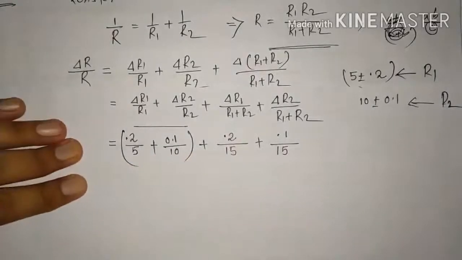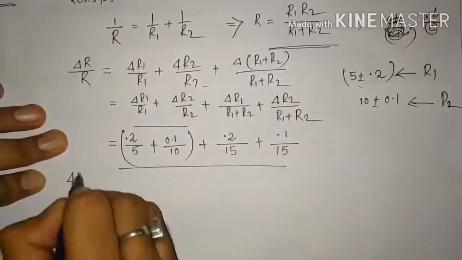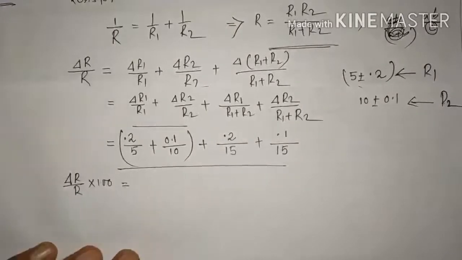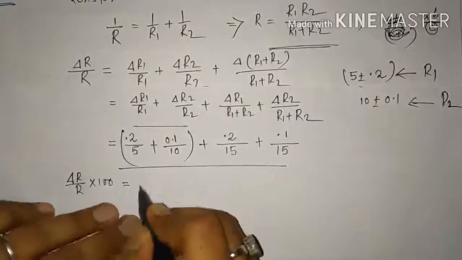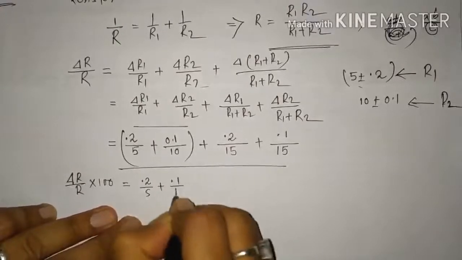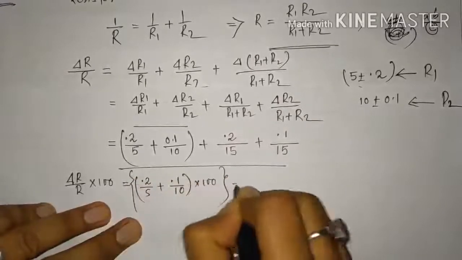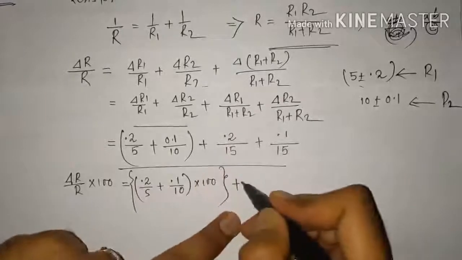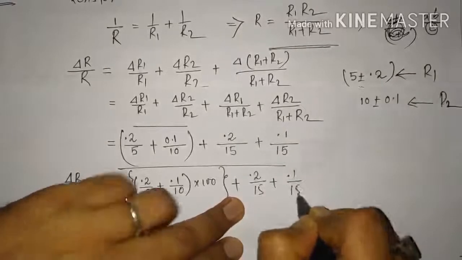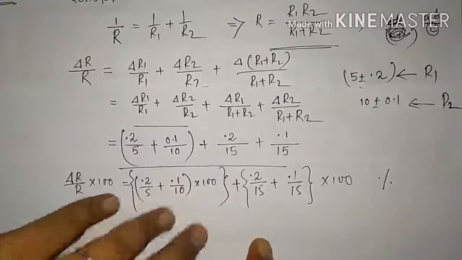Now the question asks about percentage error in the equivalent resistance. So this is delta R by R. So delta R by R into 100 will be equal to, for these two terms, 0.2 by 5 plus 0.1 by 10 into 100, plus, just I am separately writing, 0.2 by 15 plus 0.1 by 15 into 100, and after all you put a percentage sign.